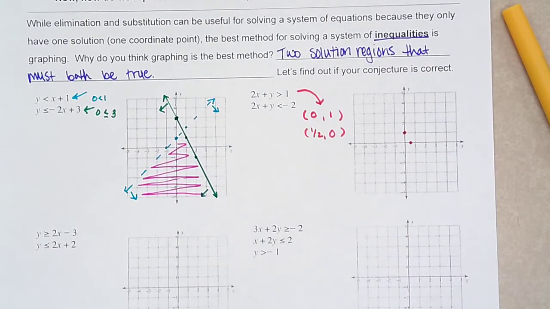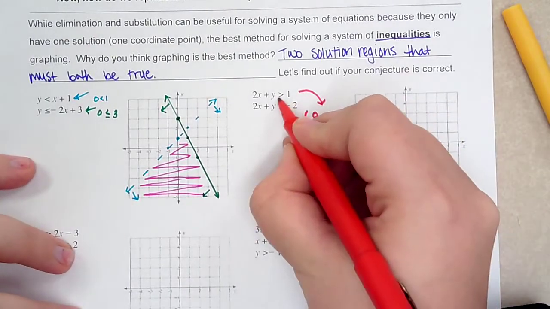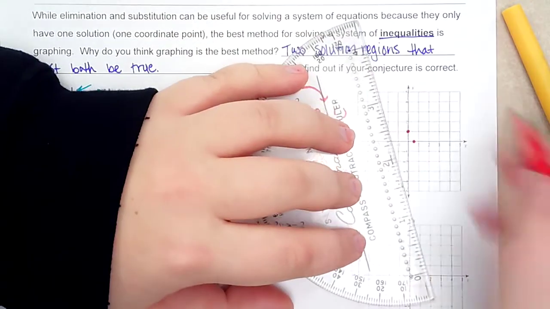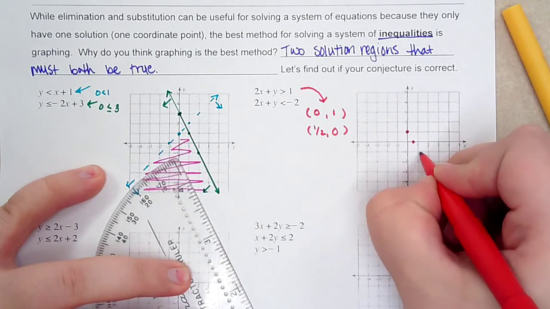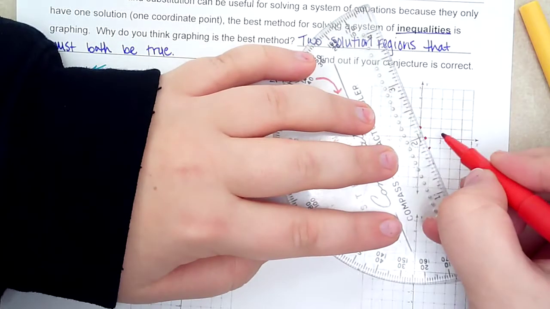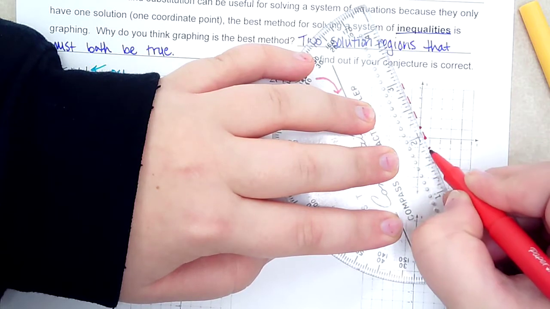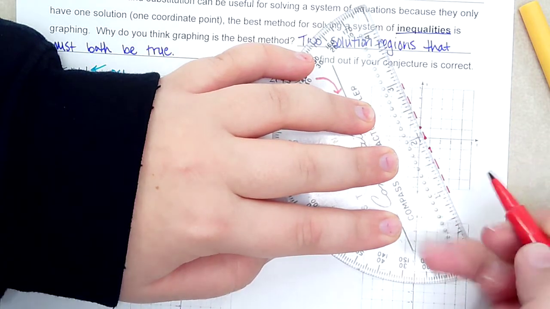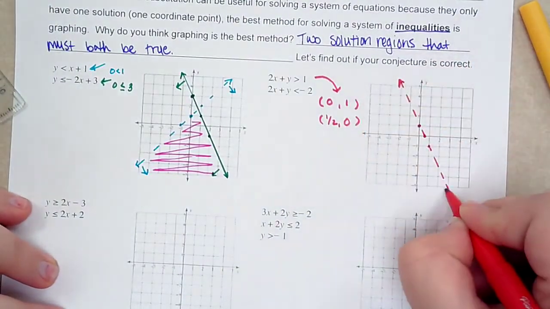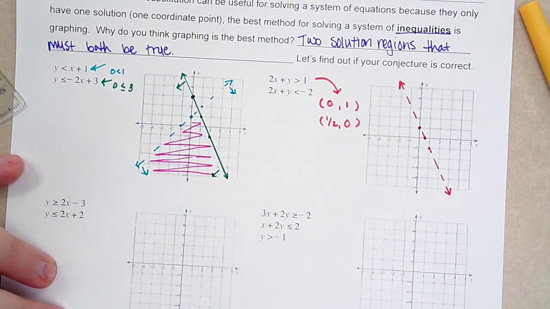The sign changes the line. So this is a dashed line. This is going to be a third point there. It is going to be dashed. Dash that line. Throw some arrows on the end. And then let's check. Let's see what solution works.